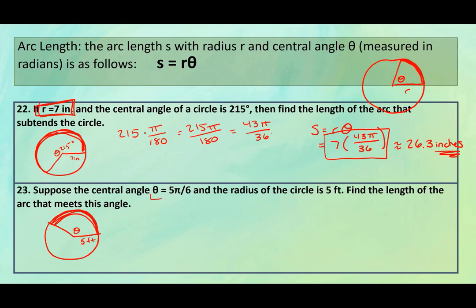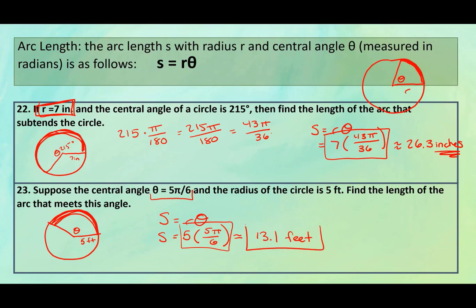So lucky for us, our work is already done for us. This is already in radians. So we have S is equal to r theta, which means S is equal to r, which is 5, times theta, which is 5 pi over 6. And again, you're just going to put that whole thing directly into your calculator, 5 times 5 pi divided by 6, okay, and you're going to get 13.1 feet. Again, don't forget your units.